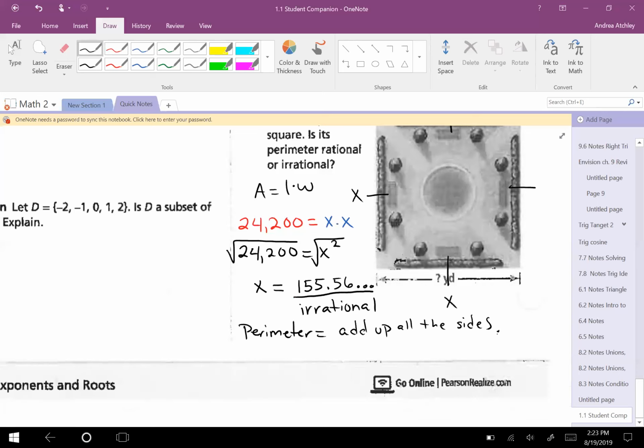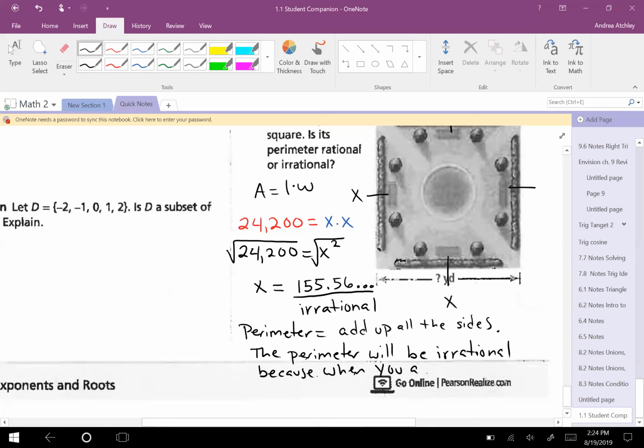Okay. So the perimeter will be irrational because when you add irrational numbers, they equal an irrational number.